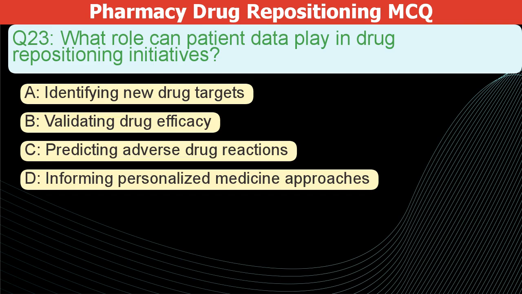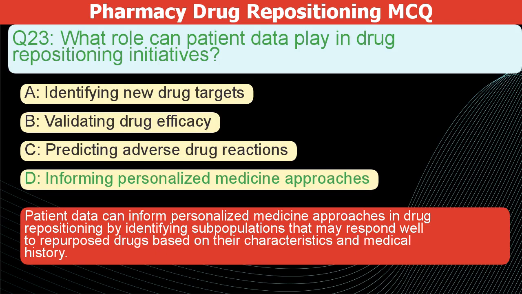What role can patient data play in drug repositioning initiatives? A. Identifying new drug targets. B. Validating drug efficacy. C. Predicting adverse drug reactions. D. Informing personalized medicine approaches.